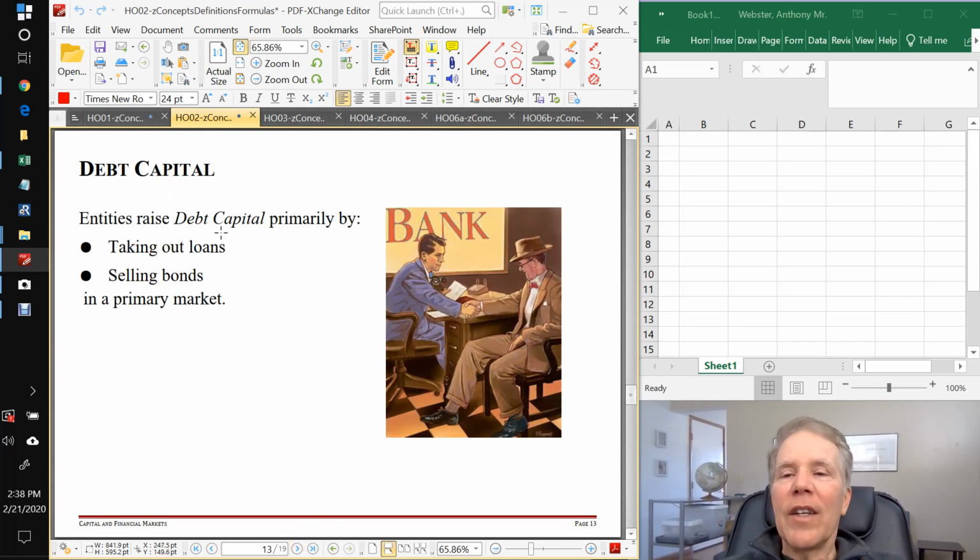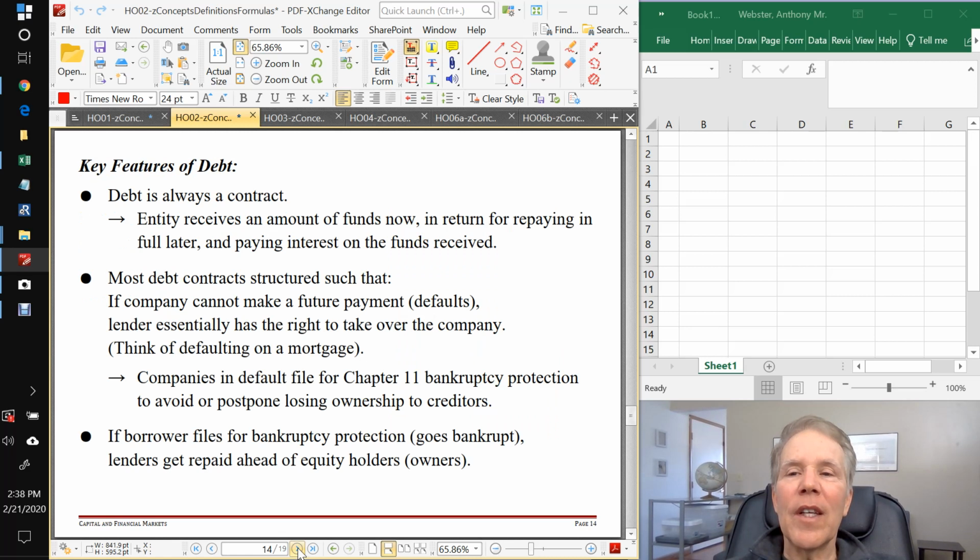And debt capital, you get debt capital by taking out loans or selling bonds, like we said, in a primary market. Always a contract, okay? Almost always structured so that if the company can't make its contractual payments, the lender has the right to take over the company. And the only defense a borrower has against that is you can run to a judge and ask for Chapter 11 bankruptcy protection.